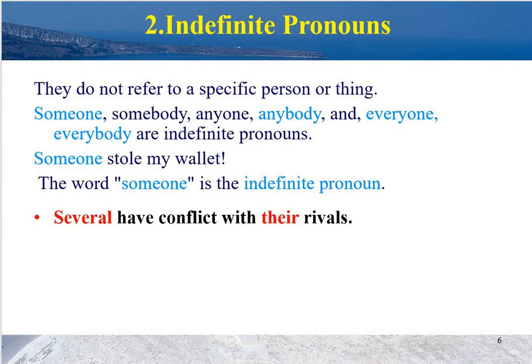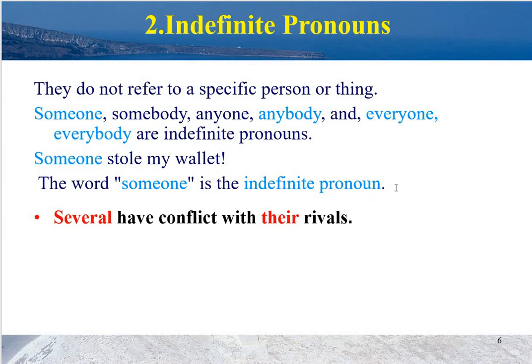Second type is indefinite pronoun. Definite means specific. Indefinite means which is not specific. They do not refer to a specific person or thing. Someone, somebody, anyone, anybody, everyone, everybody, they are called indefinite pronouns. Someone stole my wallet. I don't know the exact person. That's why I use it indefinite person.